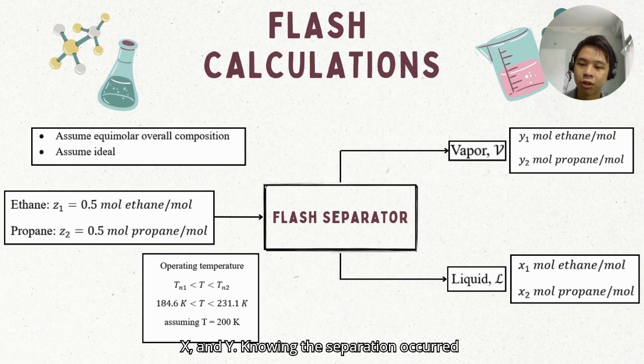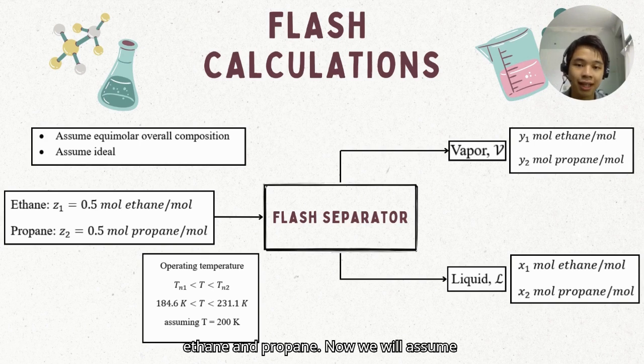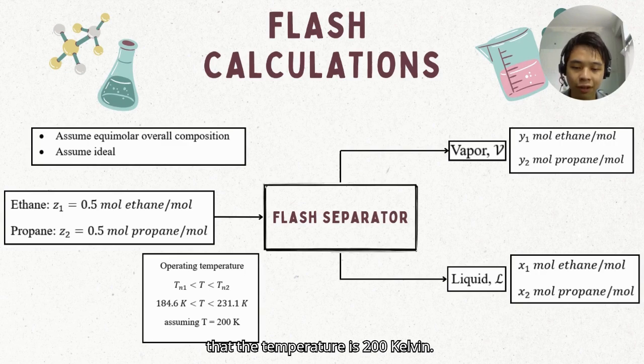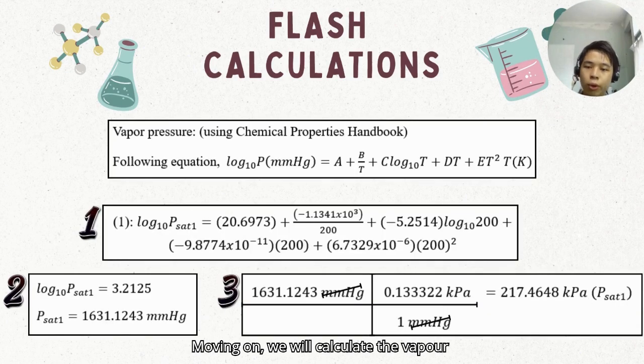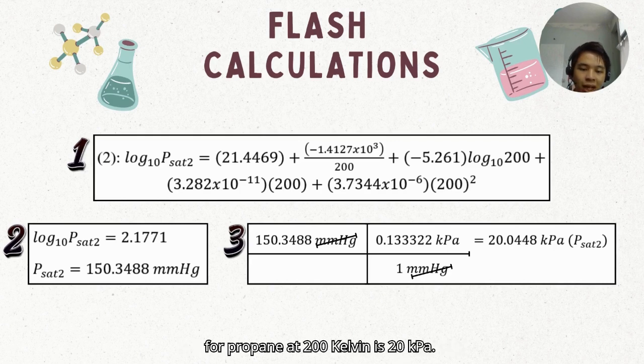Knowing the separation occurs between the boiling temperatures of the two components, we can assume a temperature between the normal boiling points of ethane and propane. Now, we will assume that the temperature is 200 Kelvin. Moving on, we will calculate the vapor pressure for the species. Using the formula from the Chemical Properties Handbook and the constants A, B, C, D, and E, the vapor pressure or saturation pressure for ethane at 200 Kelvin is 217 kilopascals. Using the same formula, the saturation pressure for propane at 200 Kelvin is 20 kilopascals.